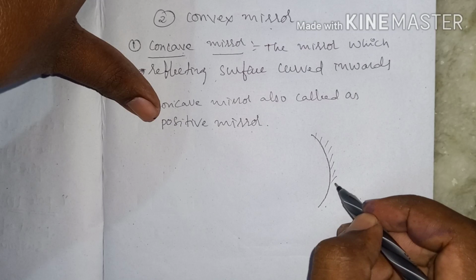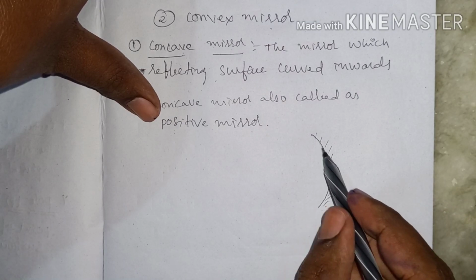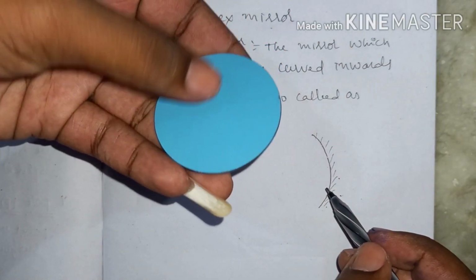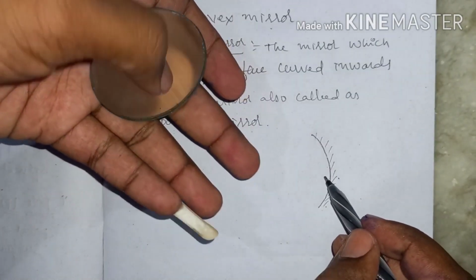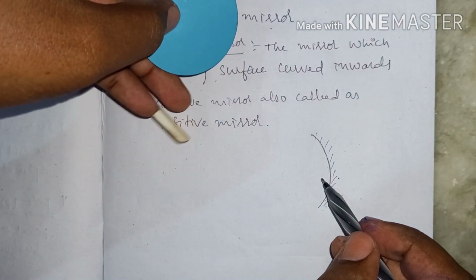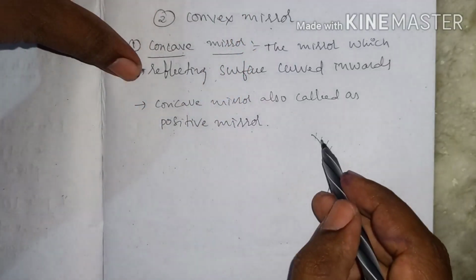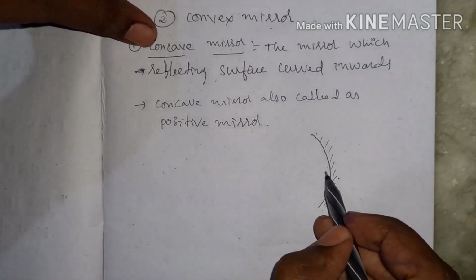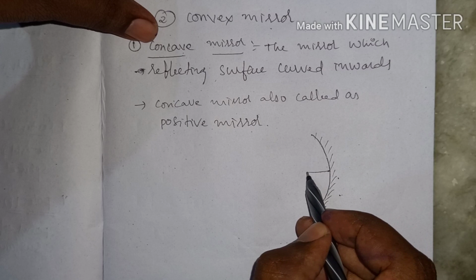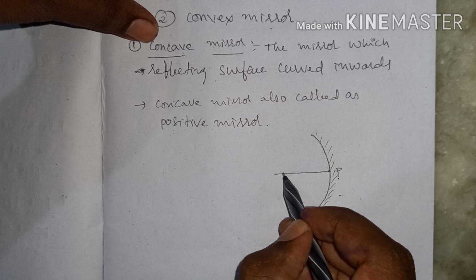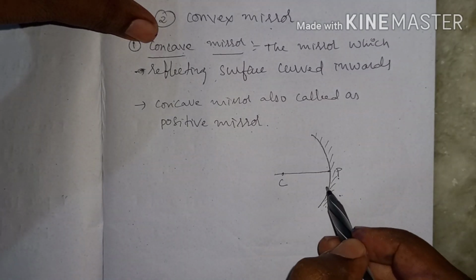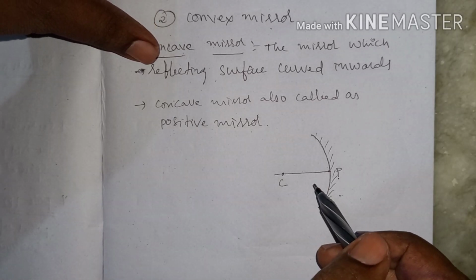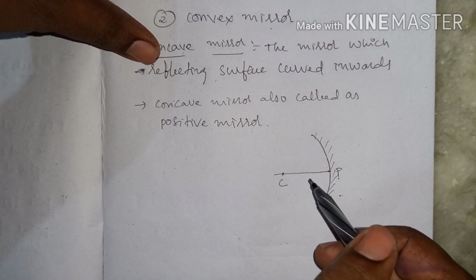So this line should be done compulsorily, because this shading indicates the coated surface, and this indicates the reflecting surface. So: coated surface, reflecting surface. The shades must be drawn to indicate a concave mirror. I already explained the pole and center of curvature. This is a concave mirror, and it is also called a converging mirror.